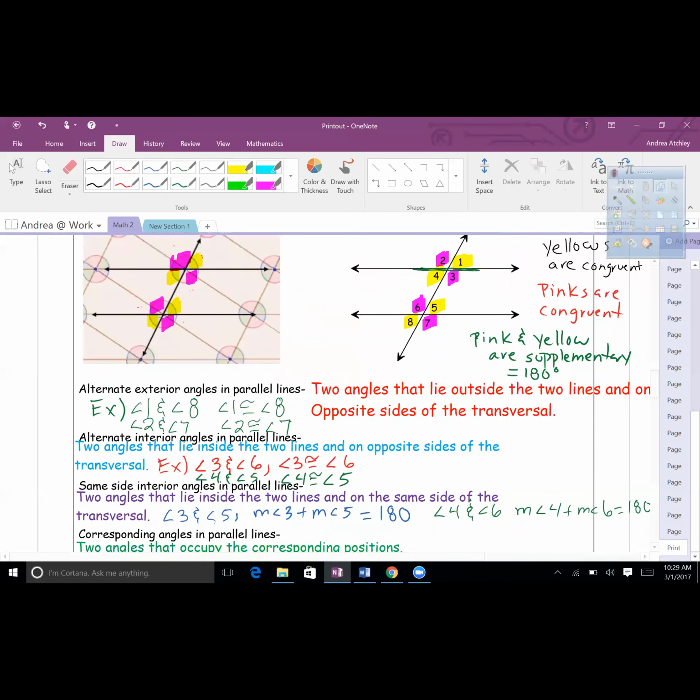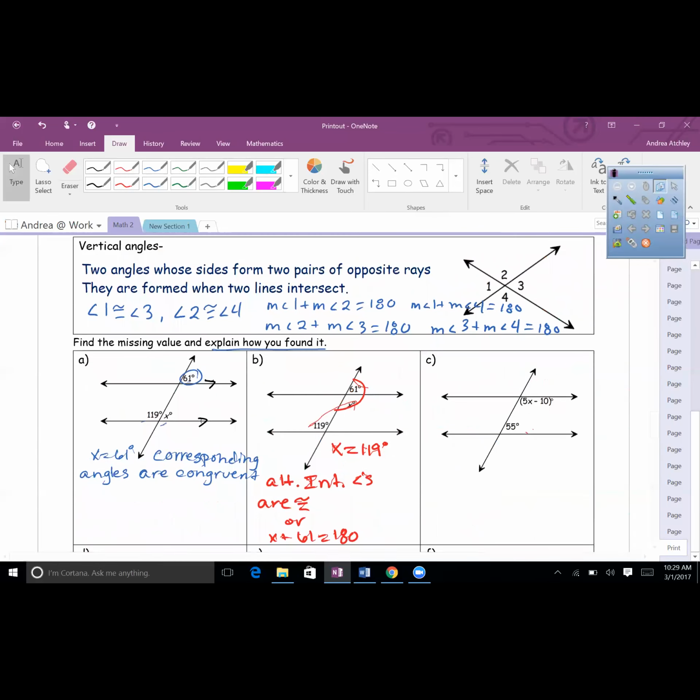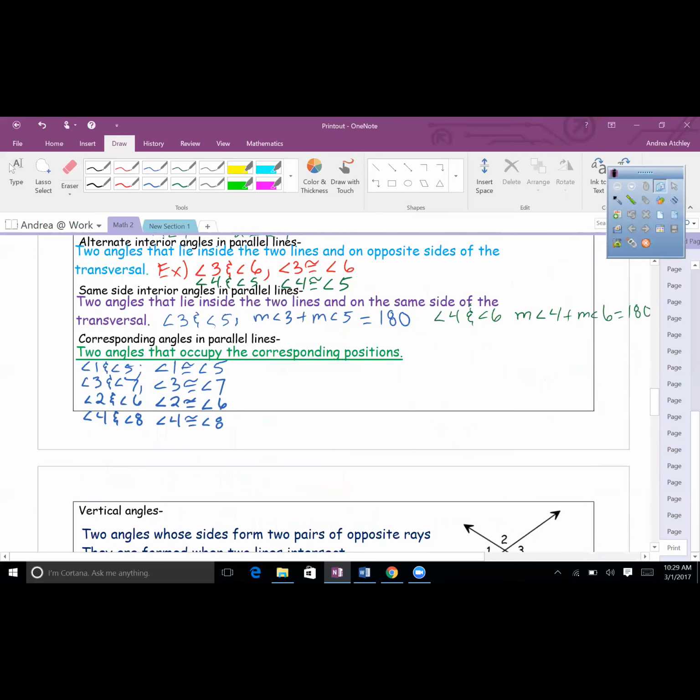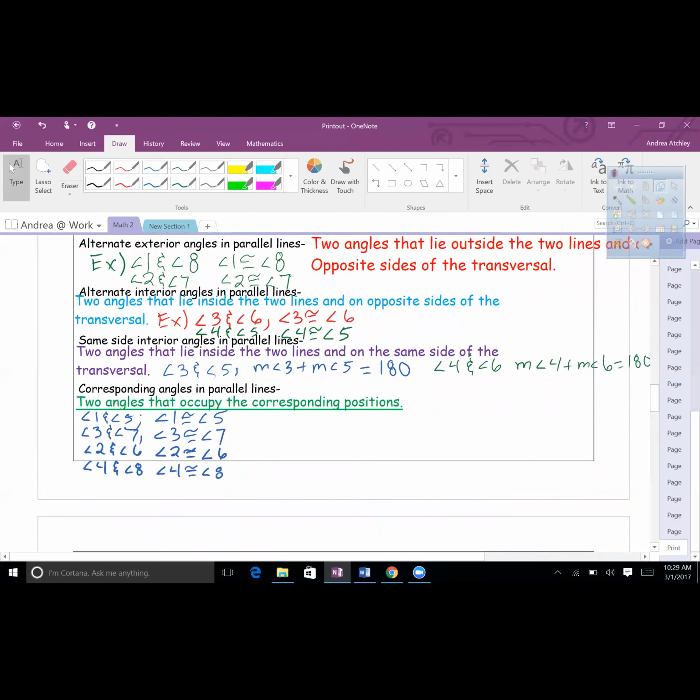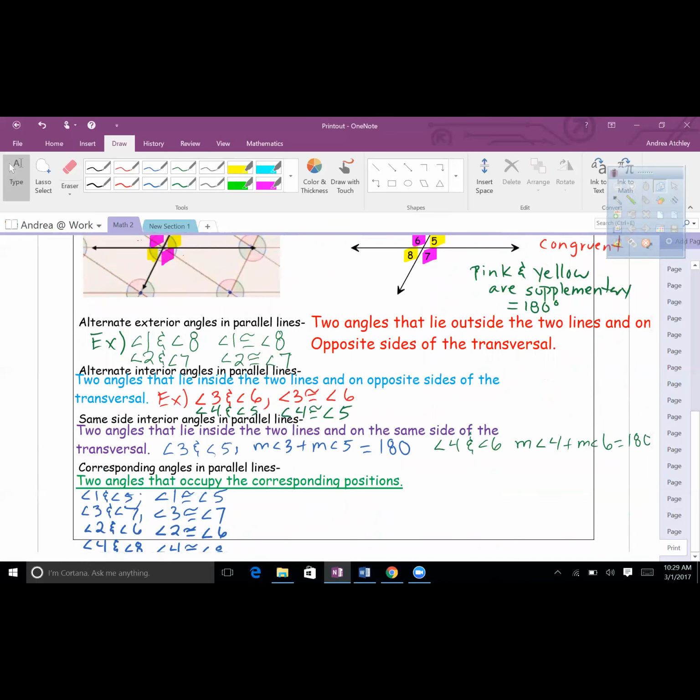Are they on opposite sides of the transversal? No, so they're not going to be alternate interior. Same side interior. And Philip, what was the relationship between same side interior? Were they congruent or did they add to 180? Very good. Which makes sense.